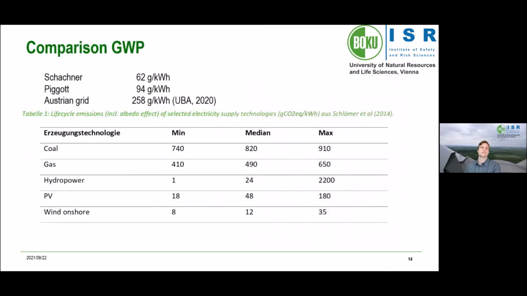What does this mean compared to other energy sources? If we look at the Austrian grid, the Austrian electricity mix is around 260 grams per kilowatt hour. So even for the bigger turbine, we're quite below that. But of course, if we compare to other technologies like onshore wind, which is between 8 and 35 grams per kilowatt hour, or hydropower, I mean, that has a much larger range.